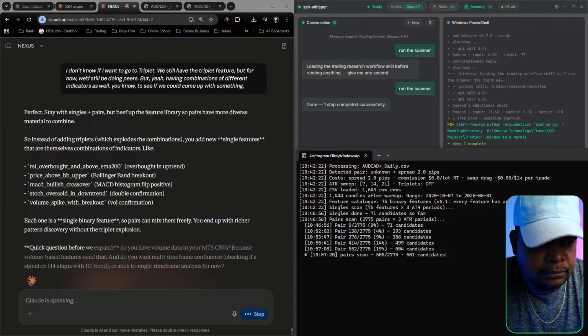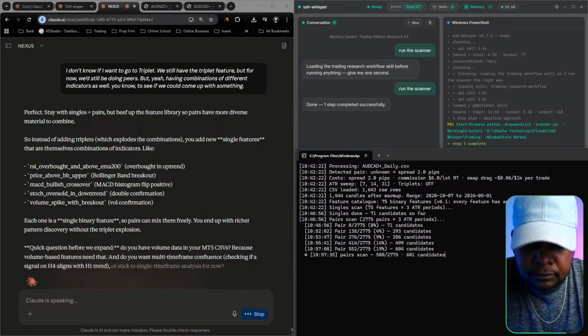Quick question before we expand. Do you have volume data in your MT5 CSVs? Because volume-based features need that. And do you want multi-time frame confluence, checking if a signal on H4 aligns with H1 trend, or stick to single time frame analysis for now?